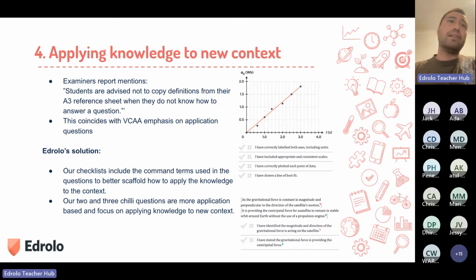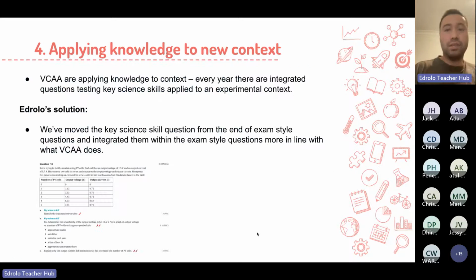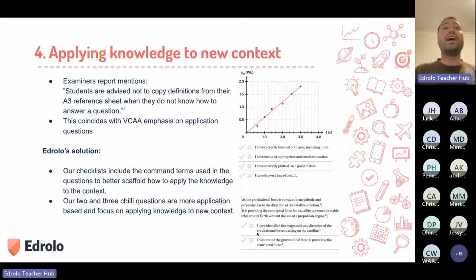So another thing that Edrolo is trying to do is write down these checklists with the correct command term for how to answer a question properly. So: I have identified the magnitude and direction of the gravitational force, or I have stated the gravitational force is providing the centripetal force. Or I have explained, or I've justified my answer, or I've identified who is correct, which is the classic one. Students will often put theory down, but not even write the simple words "Peter was correct", and they'll often miss out on marks.